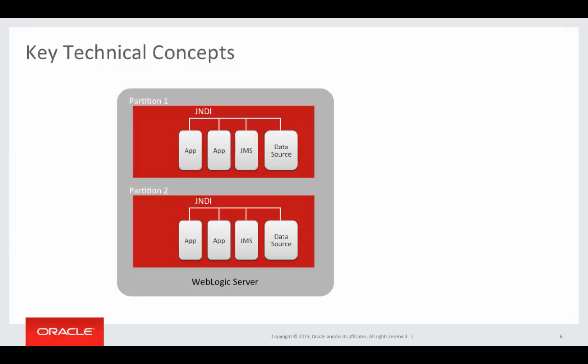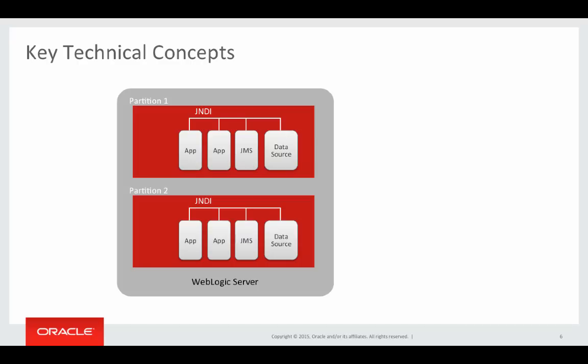So the gray block on the screen here is meant to represent a single JVM running WebLogic Server. And in this JVM, I've got two of these pluggable partitions running, two microcontainers. In each of these, I've got an application. There may be multiple application modules. That application needs things like a JMS server, JMS module, maybe multiple JMS modules, multiple destinations, etc.